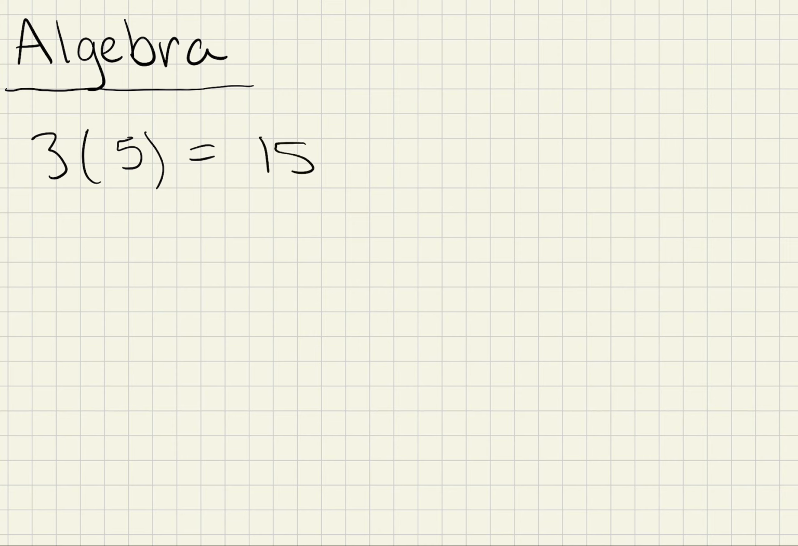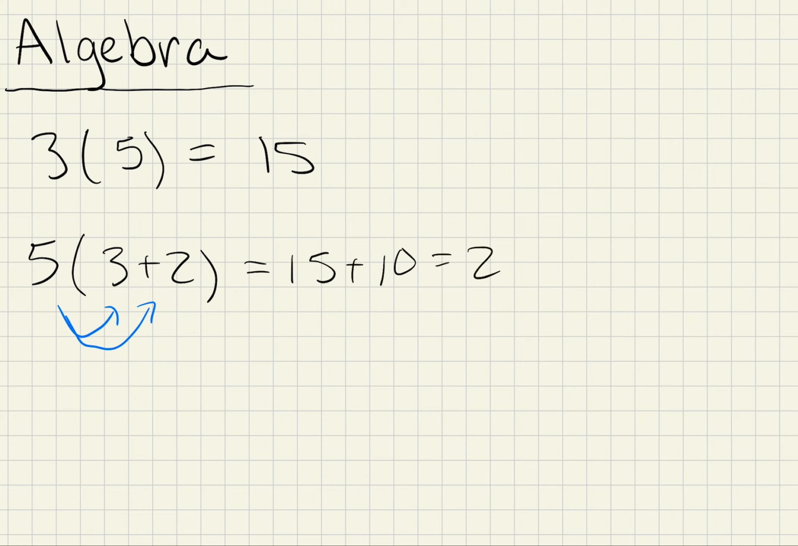We just simply multiply the 3 and the 5 together. However, if we have 5 times 3 plus 2, we can't simply multiply 5 to one of these numbers. We have to multiply it to both of these numbers. So we have to multiply to the 3 and the 2. So this would be 15 plus 10, which is 25.